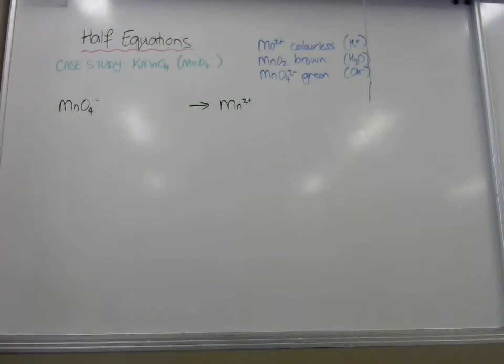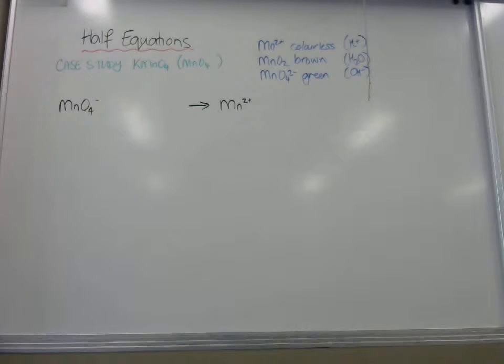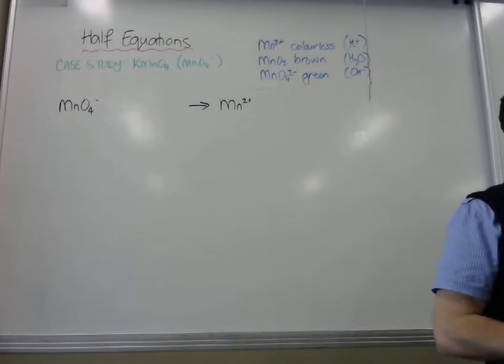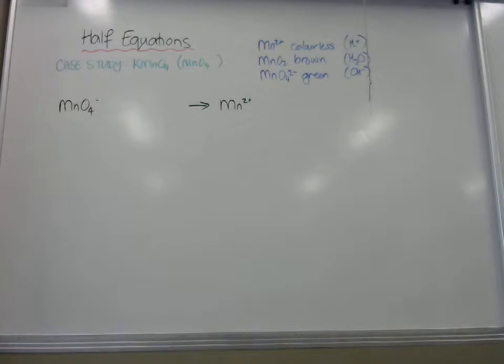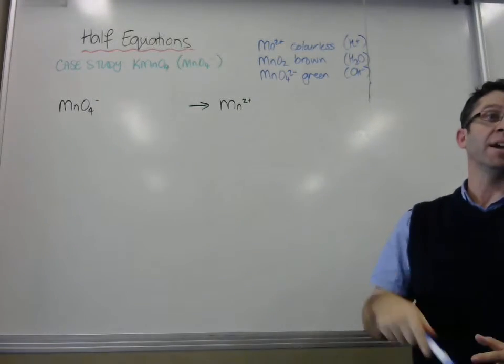Okay, so for balancing this, first I check, are there the same number of manganese species, or manganese atoms, on each side? And there are. So that's cool. The next thing I look at is oxygen. Are there the same number of oxygens on each side? And there's not. There's 4 here and there's 0 here.